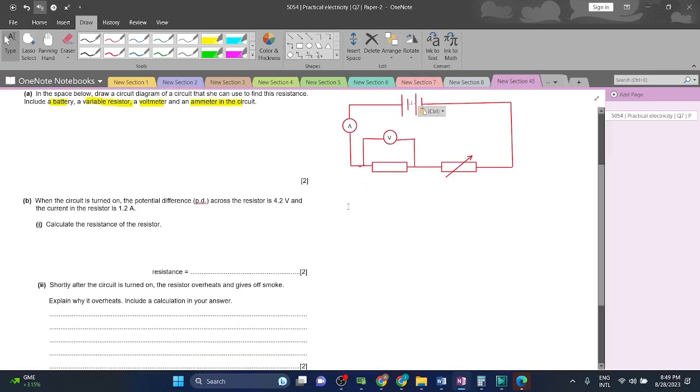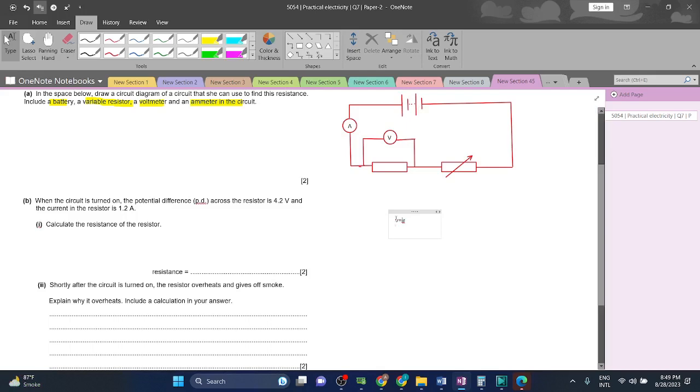When the circuit is turned on, the potential difference PD across the resistor is 4.2 volts and the current in the resistor is 1.2 amperes. Calculate the resistance of the resistor. So we have to calculate the resistance. We can easily apply the formula. V is equals to IR यूज कर लेते हैं हम लोग.